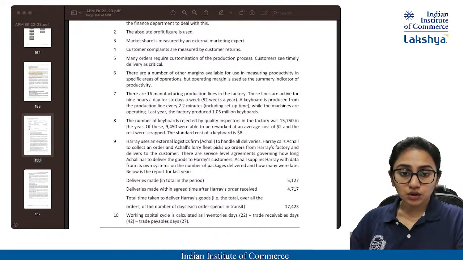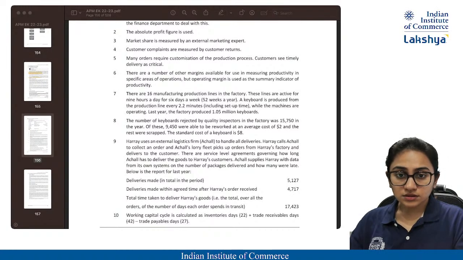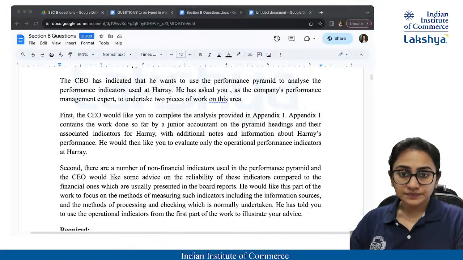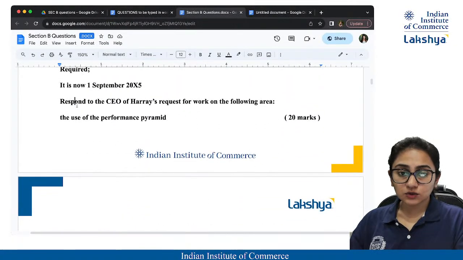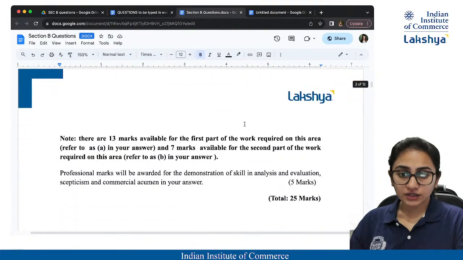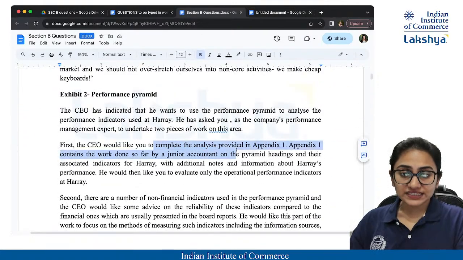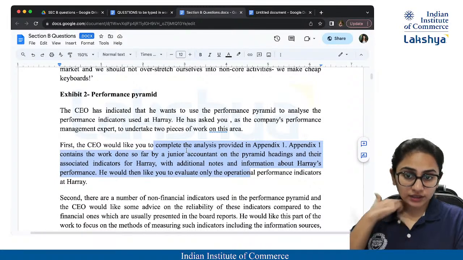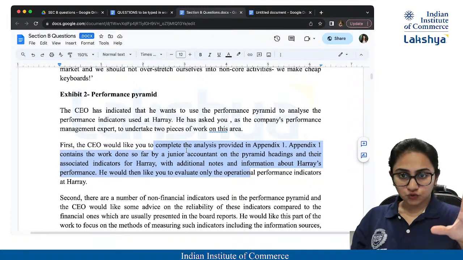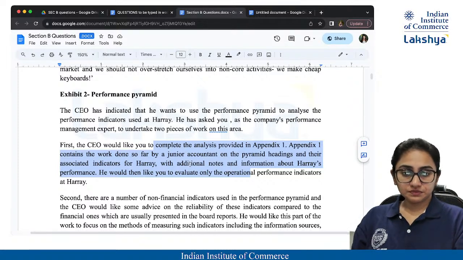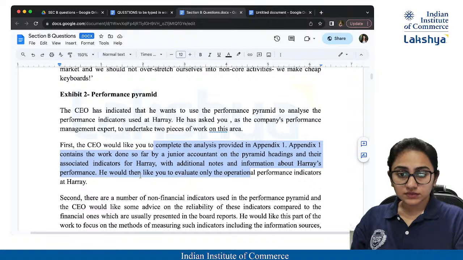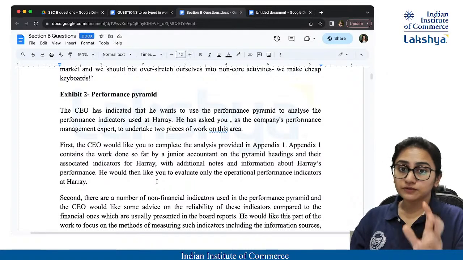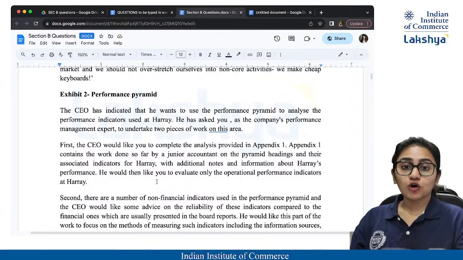Now we have to start the answer. So let's start with the CEO's request of work on the following area, that is complete analysis of Appendix 1. It contains the work done by the junior accountant so far, that is what we just read. And he's made a pyramid. He would then like you to evaluate the operational performance indicators at Harry. Operational performance indicators, so like, how will you judge the operations regarding what we just read?